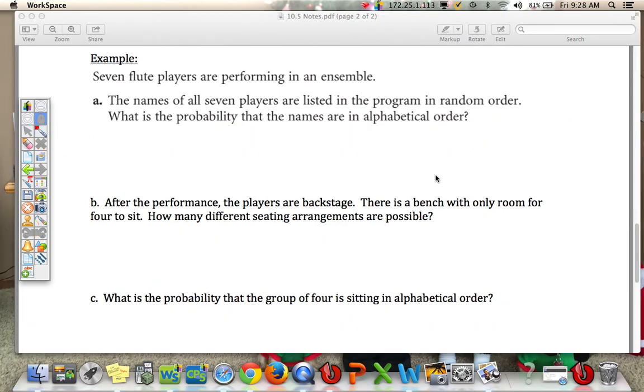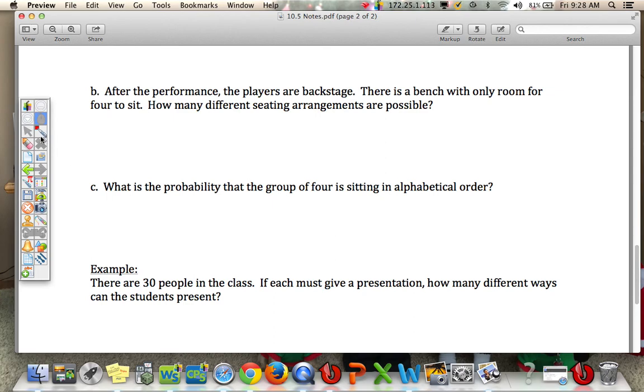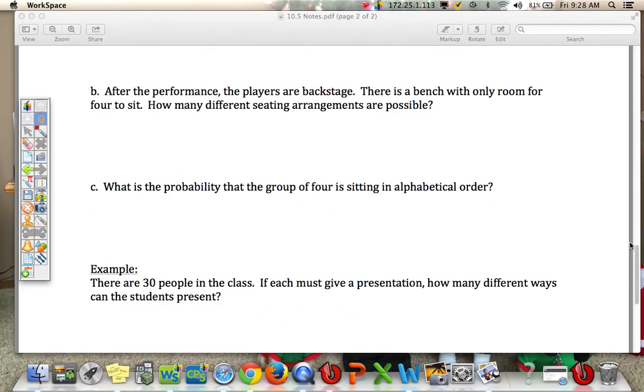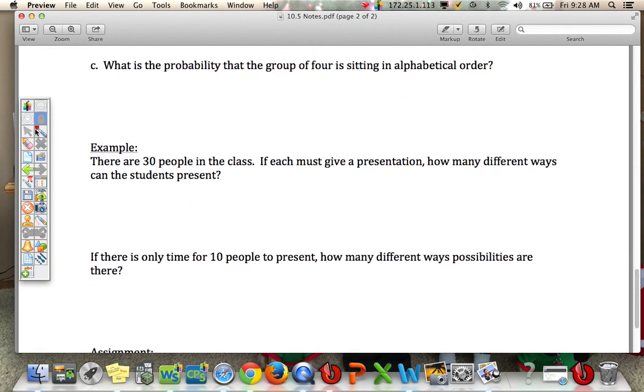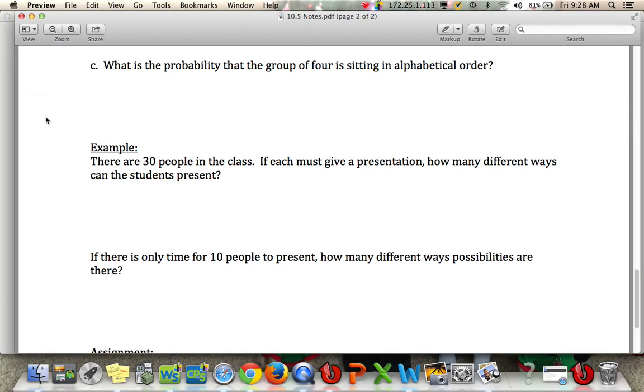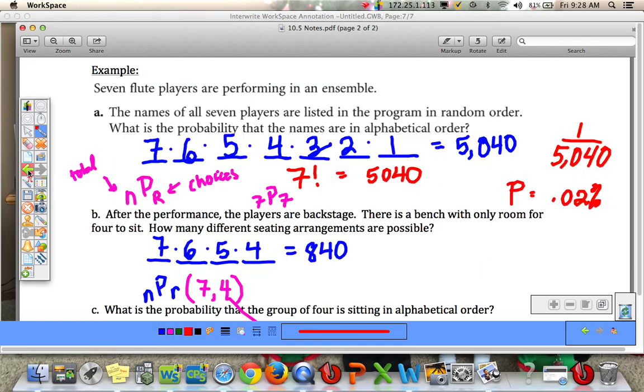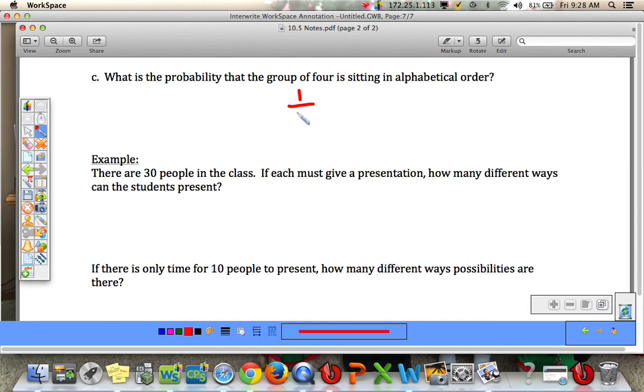Okay. Let's go to C. What is the probability that the group of 4 is sitting in alphabetical order? And again, there's only one way to do that. A group of 4. Okay, so again, a probability that a group of 4 is sitting in alphabetical order. So we have 1 over what we got for our answer, 840. And that will give us a probability. You can figure that out.